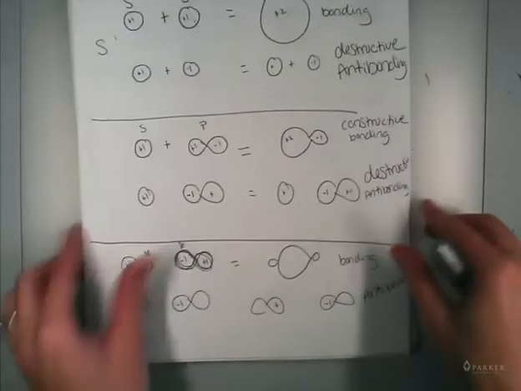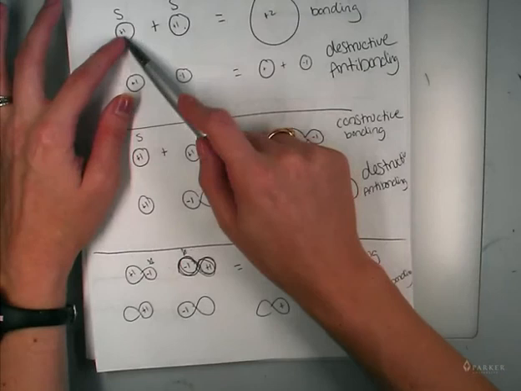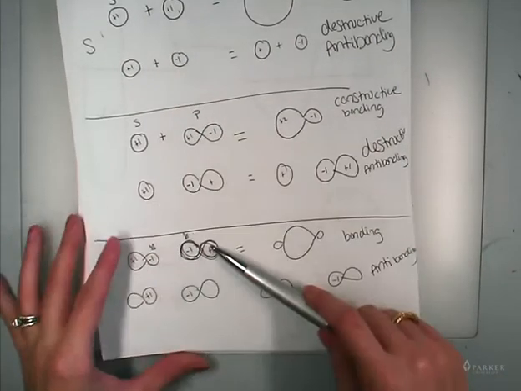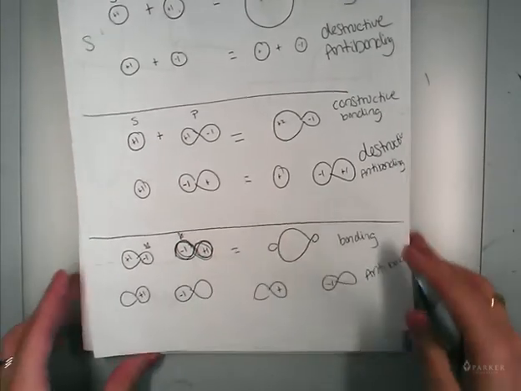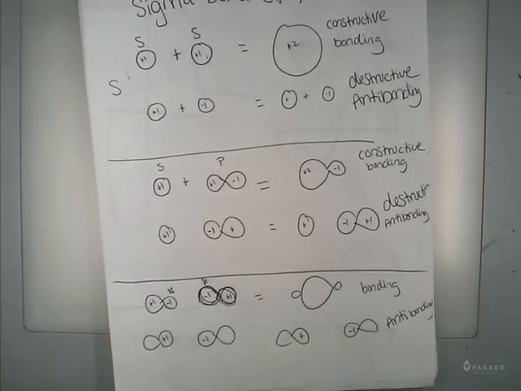Okay, so if I say sigma bond, now you know what it means. It means I'm either overlapping an S with an S, an S with a P, or a P and a P, just in one lobe. Okay? So let's take a break, and when we come back, we'll look at what a pi bond is.